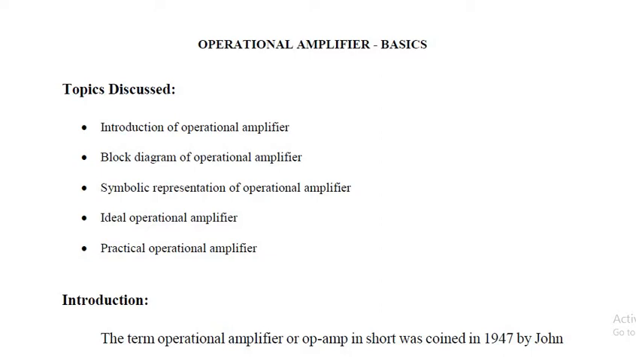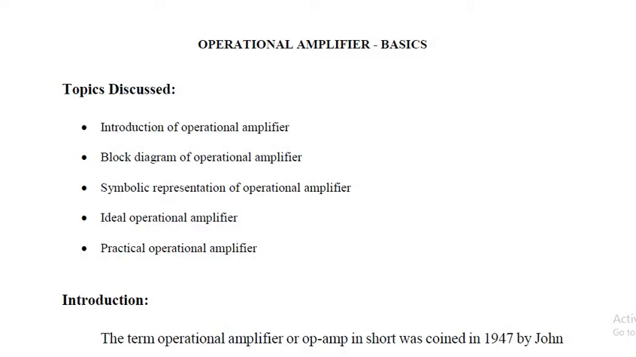Before studying about operational amplifier, we should know what is an amplifier. An amplifier is an electronic device that amplifies or increases the voltage, current, or power of a signal. The amount of amplification provided by an amplifier is measured by its gain. In an amplifier, the gain should be greater than 1.